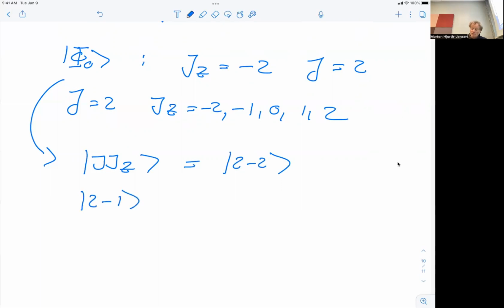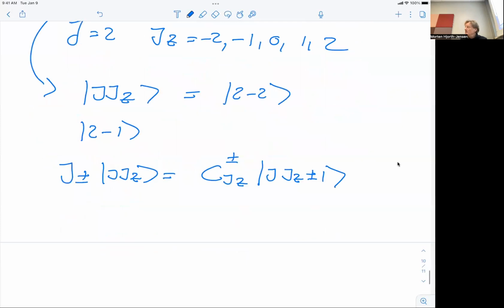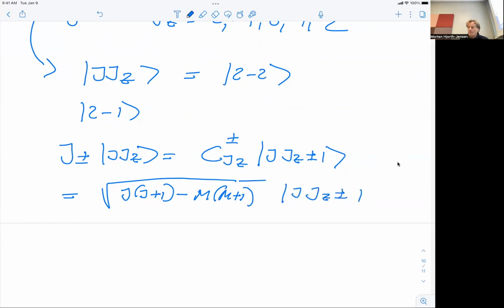In order to obtain that, what we would typically do is act with these lowering and raising operators on a state of J and JZ. We know that this is given by a coefficient as a function of JZ, plus or minus, and this gives us back a state with J and JZ plus or minus 1. So I can construct these states. I assume that you've seen something similar when you took a course in quantum mechanics, the raising and lowering operators. This coefficient has a specific expression, which is the square root of J times J plus 1 minus M times M plus 1, and this acts on the state with J and JZ plus or minus 1.